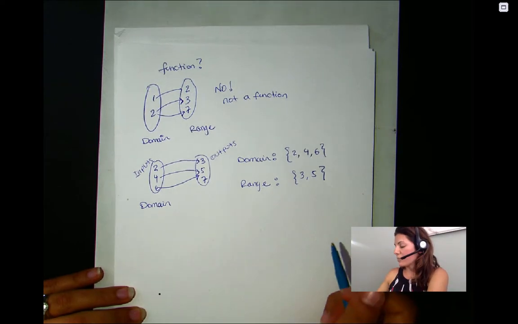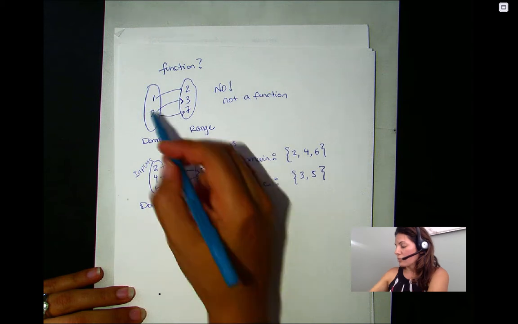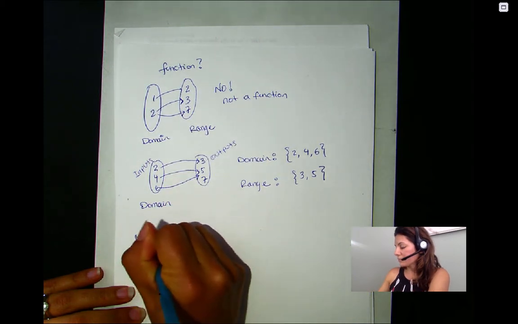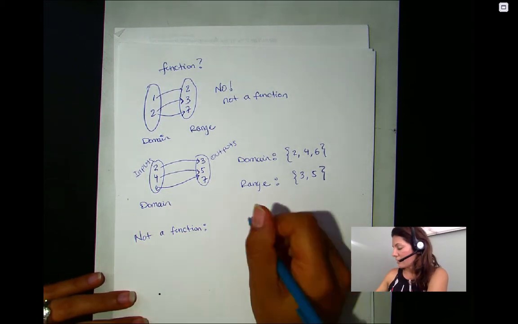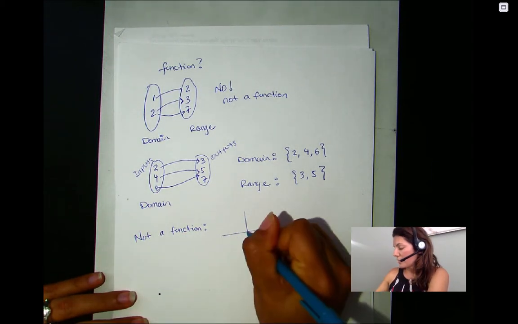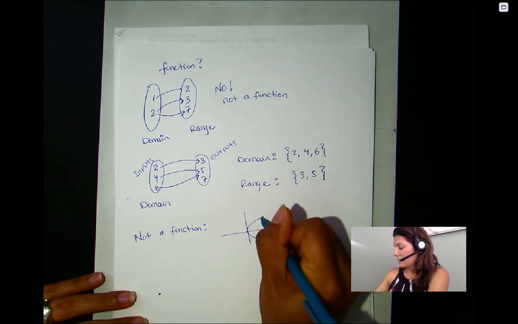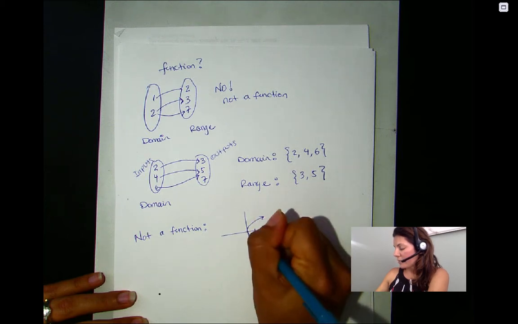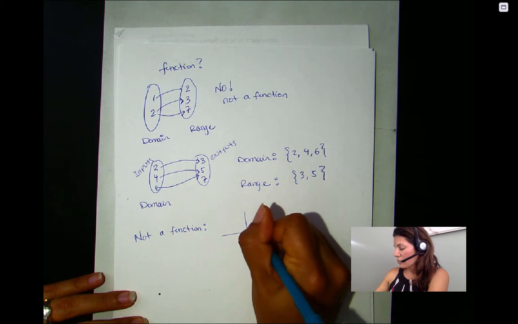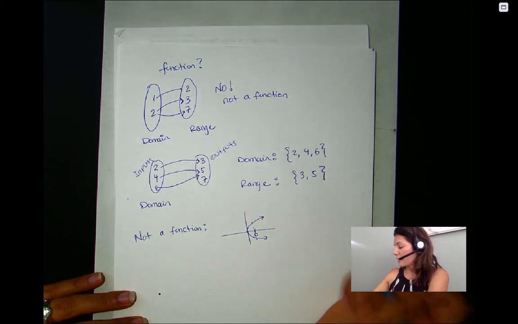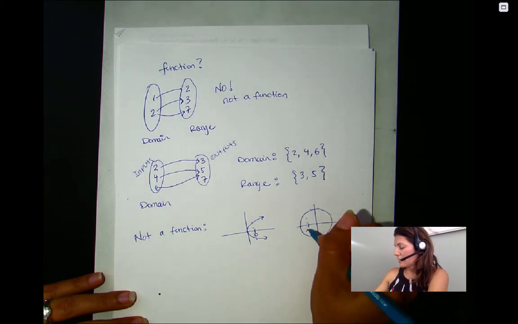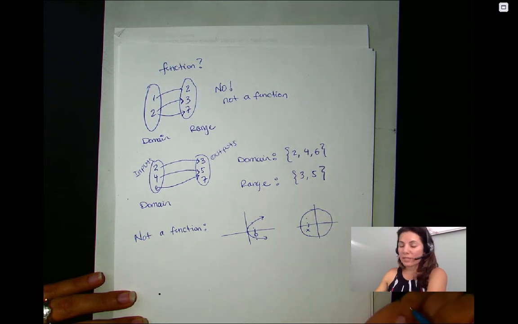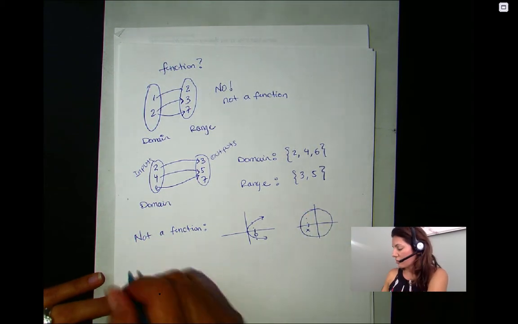In a graph, this will be similar to something that's not a function. We can think of examples of things that are not functions, like a sideways parabola, because a value in the domain goes to not a unique value in the range. Things like circles, right? A value in the domain does not go to a unique value in the range. So these are things that are not functions.